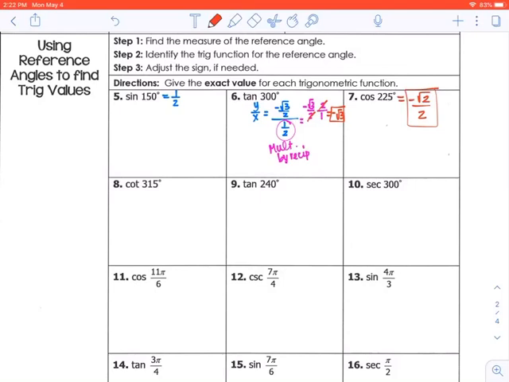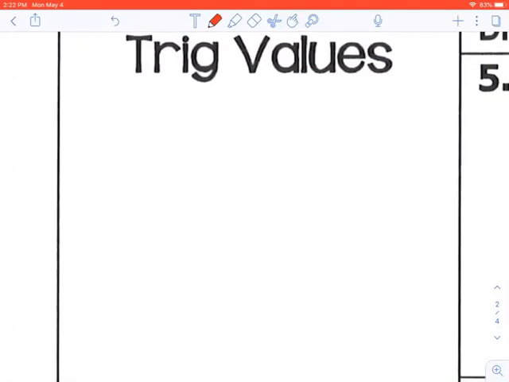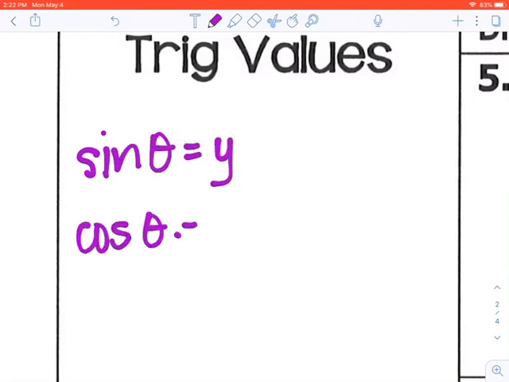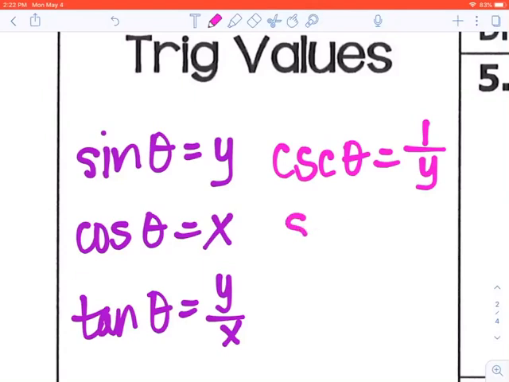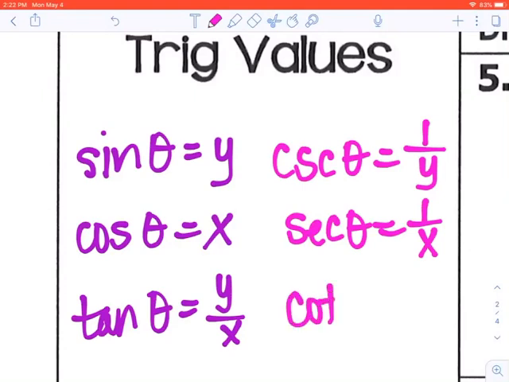All right. Cotangent of 315 degrees. Let me come over here really quick. On the previous page, we said the sine of theta was y, the cosine of theta was x, and the tangent of theta is y divided by x, which we've used all of those. But remember, the reciprocals: cosecant is 1 divided by y, so you have to do work for cosecant. For secant, it's 1 divided by x. You'll do the work on that. And for cotangent, instead of y divided by x, it's going to be x divided by y.